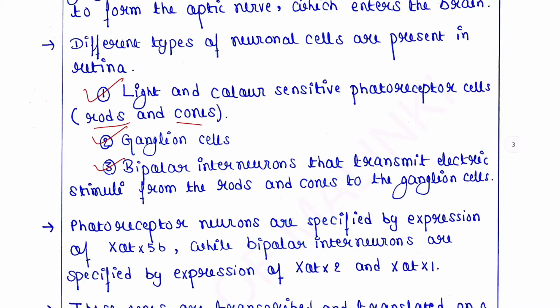Now photoreceptor neurons, that means those rods and cones, are specified by expression of ZOTX5B, while bipolar interneurons are specified by expression of ZOTX2 and ZOTX1.